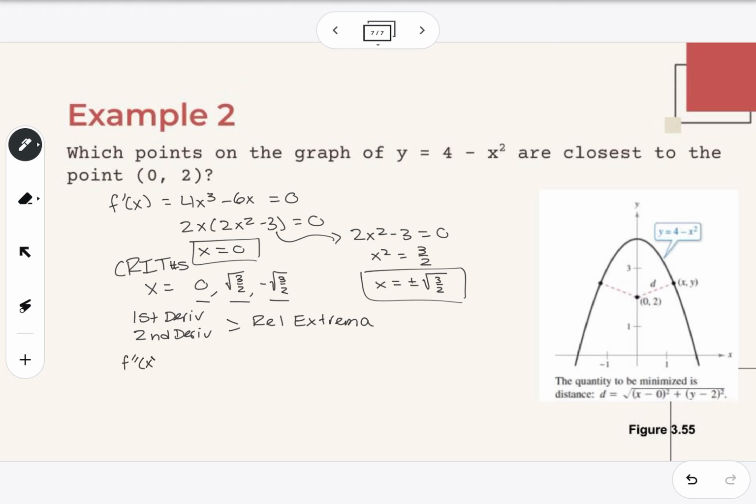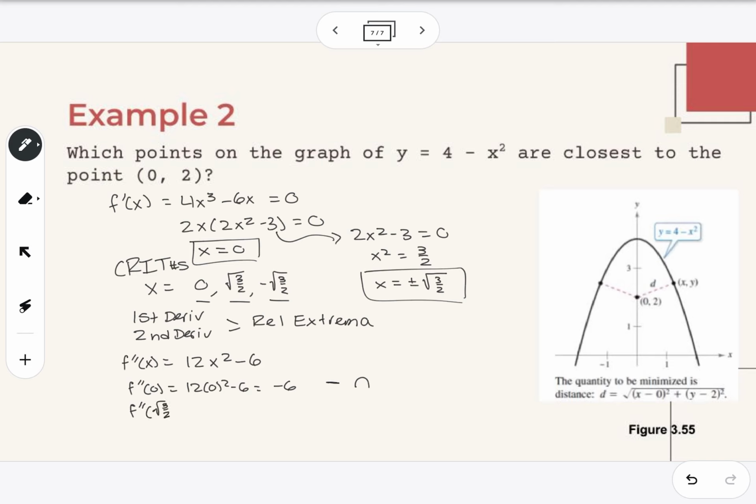So let's quick find our second derivative. We're going to get 12x squared minus 6. And then all I'm going to do here is plug in these different points. So my second derivative of 0 would be 12 times 0 squared minus 6. That's going to give us a negative 6. So our outcome there is negative, which means I am concave down. So that would actually give me a relative max. That doesn't help me.